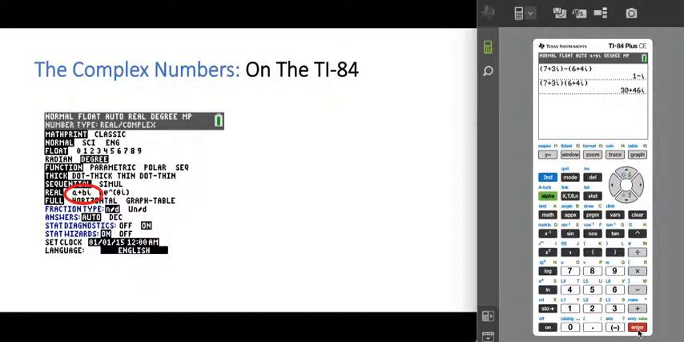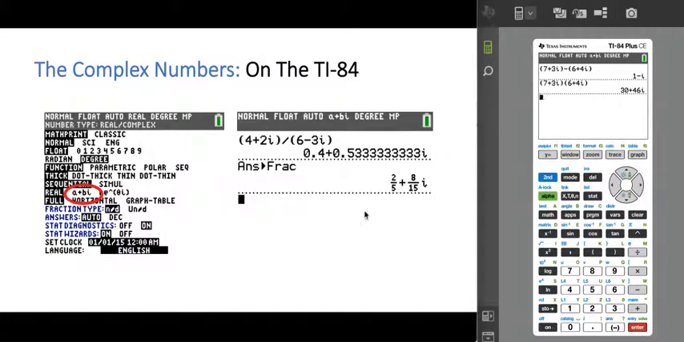I think the easiest thing to do on the calculator is a division problem. So here's an example of a division problem that I did. 4 plus 2i divided by 6 minus 3i. Now I want to do that with you. I'm going to clear this screen, so there's no distractions. And let's type that in our calculators together.